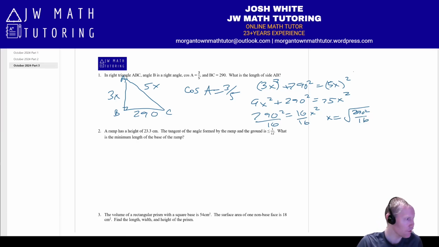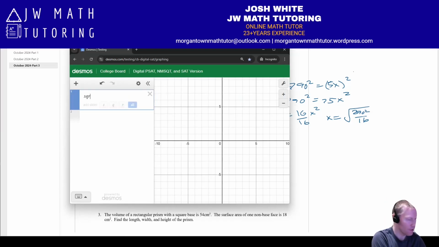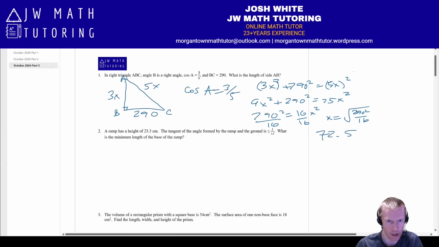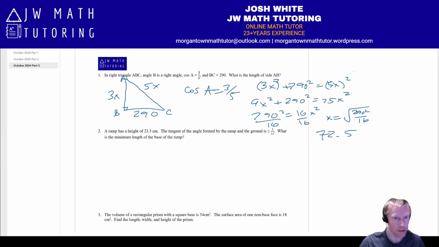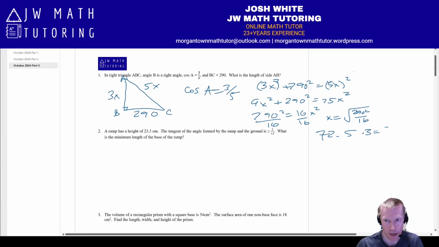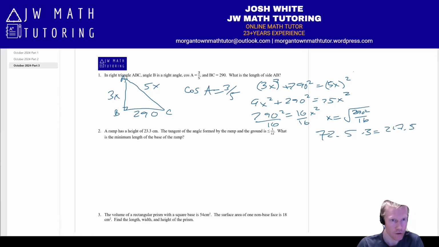It should be 84,100, I believe. Okay, and that comes out to 72.5. So now you can multiply that by 3 to get the side length for AB. Just take this times 3, 217.5. Okay, so that's our correct answer. This side right here, 217.5, and that's what you could grid in.